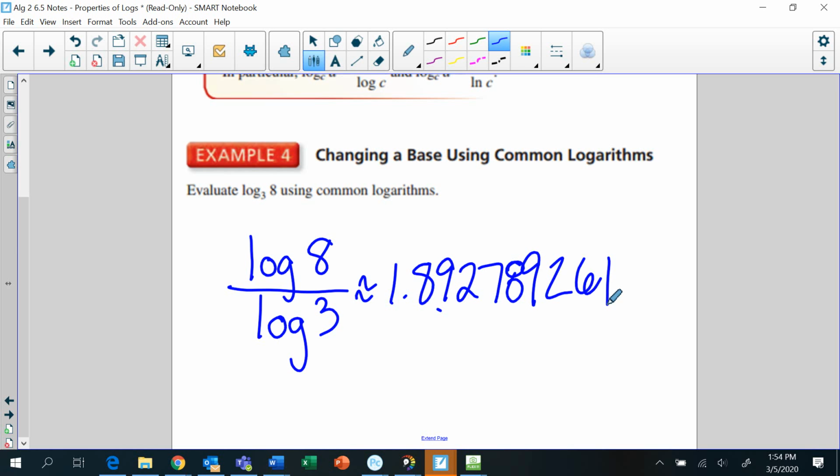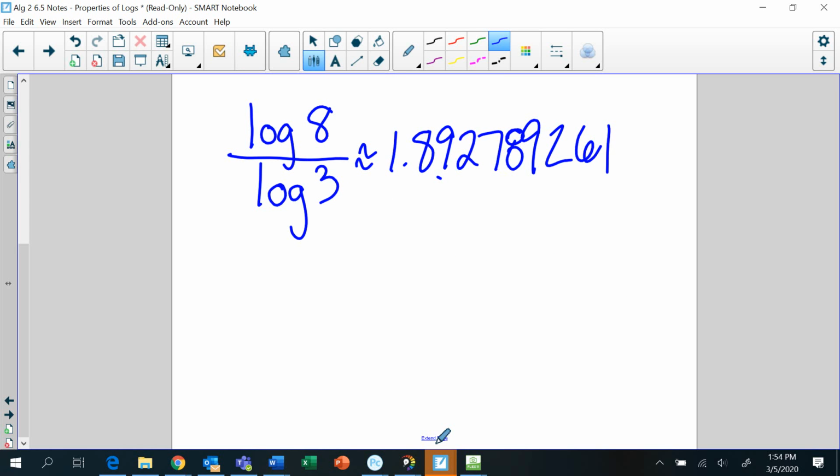Okay, you guys, now I want you to type something else into your calculator. I want you to type in ln 8 divided by ln 3. Wow, it seems the same number. Because you can change it to any base you want, as long as you do it on top and the bottom. It's the same answer again.